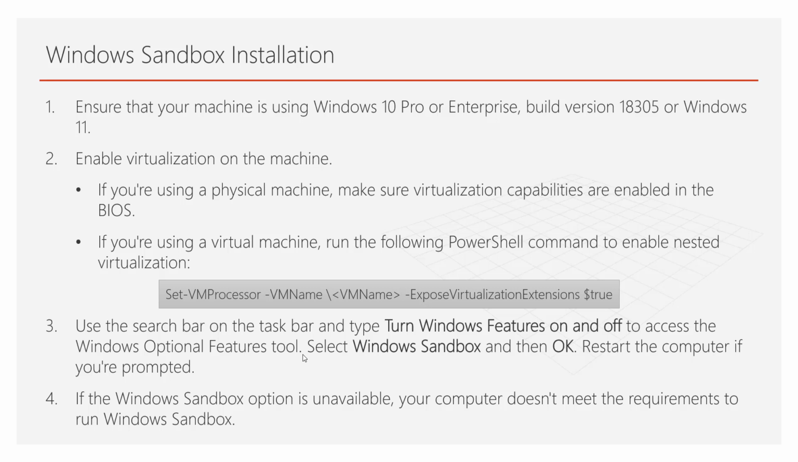Use the search bar on the taskbar and type turn Windows feature on and off. To access the Windows optional feature tool, select Windows Sandbox and then OK. Restart the computer if you are prompted. If the Windows Sandbox option is unavailable, your computer does not meet the requirement to run Windows Sandbox.